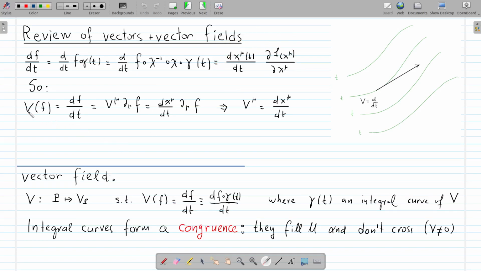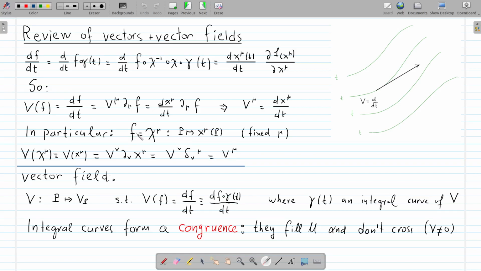Therefore, when v acts on any function f, we obtain this relation here. Okay, this is the same as this one. And from here we can read off the components of the vector v in the coordinate basis d mu. So in this basis, the components v mu are just the directional derivatives of x mu with respect to t.